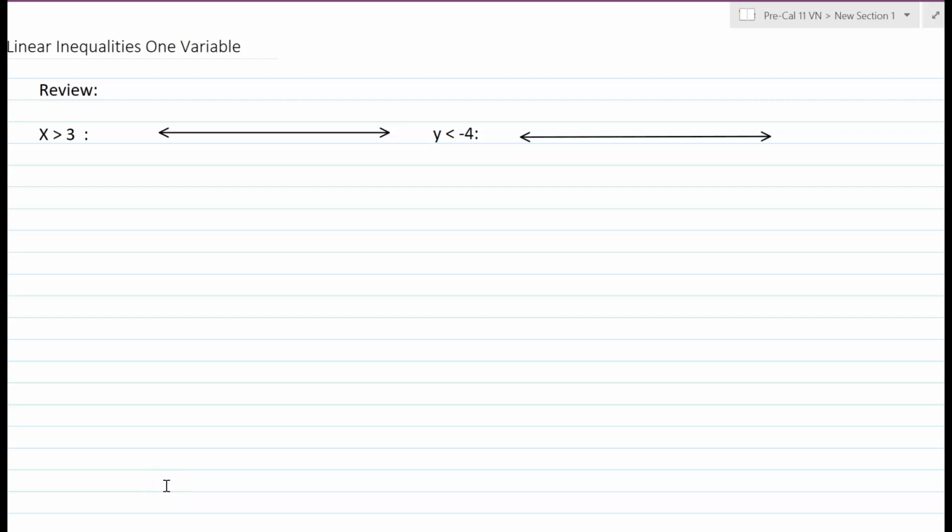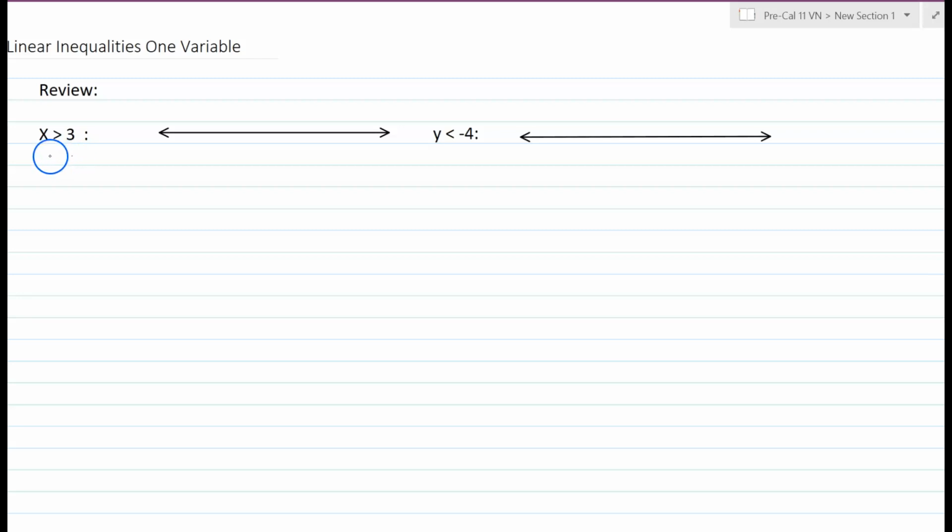Hello again, everyone. So today we are going to talk about linear inequalities of one variable, and in this lesson we are going to talk about some basic inequalities, how to solve them, how to show their solution in a proper way, and basically moving towards solving linear inequalities in two variables later on. Okay, so I put in two examples here.